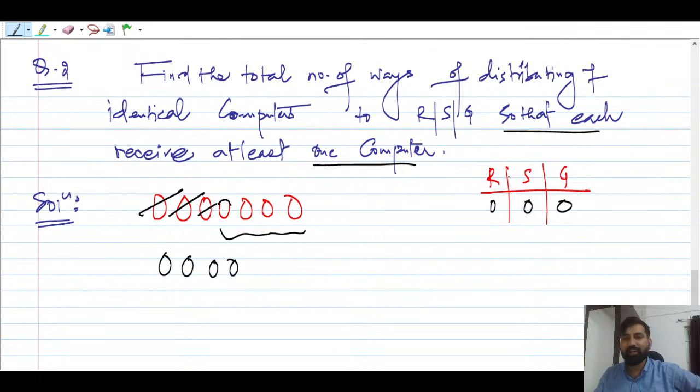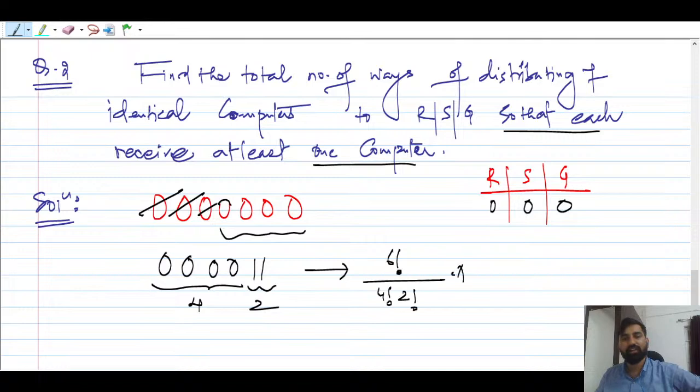And how many beggars are there? 3 beggars. So you take 2 sticks. Now you can arrange this: 4 computers, 4 coins, and 2 sticks. So this will come out to be what? 6 factorial by 4 factorial and 2 factorial. This is the answer for this question, right? I hope this makes sense.